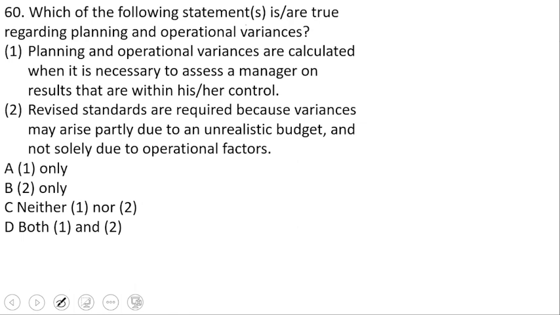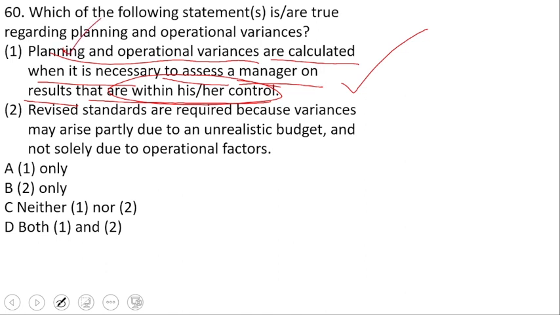Which of the following statements is or are true regarding planning and operational variances? We know that planning variance is because of uncontrollable factors. Planning and operational variances are calculated when it is necessary to assess a manager on results that are within his or her control. That's absolutely true only if you have a split between the planning and operational variances. Can we evaluate the managers based on the operational variance? If both these are clubbed into one, then we will not be able to assess any manager. So that statement is true.